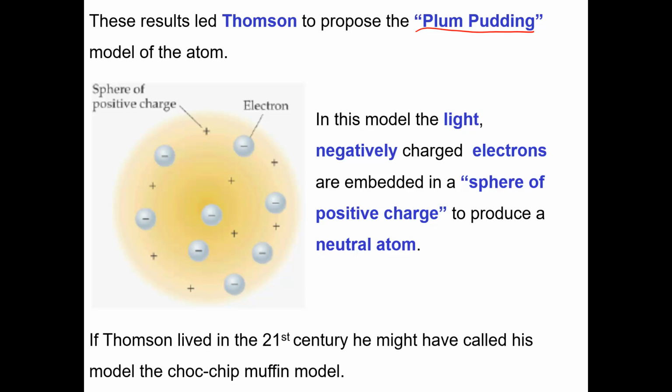And you have as many negative charges as you do positive charges. So overall, the atom is electrically neutral. Now, he called it a plum pudding because a familiar food to him was a pudding made with plums that was normally eaten at Christmas, which was a big ball of dough with tiny little raisins embedded in it. If he lived in the 21st century, he probably would have called it something more like a chocolate chip muffin or something like that. But that's the food that he was familiar with.